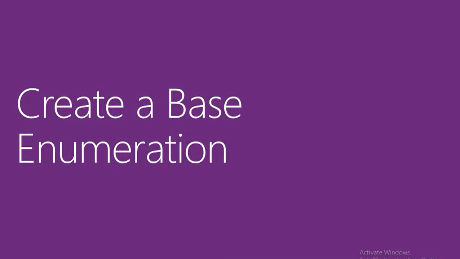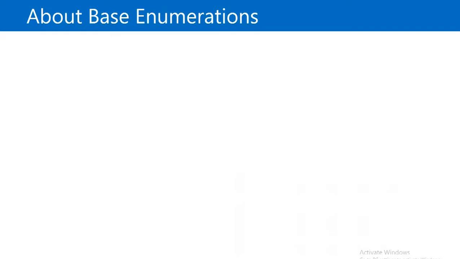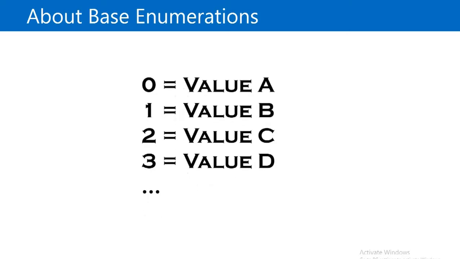Now let's take a look at the process for creating a new base enumeration. The X++ language has an enumerable type, or enum, which is a list of literals. You need to create an enum before you can use it.